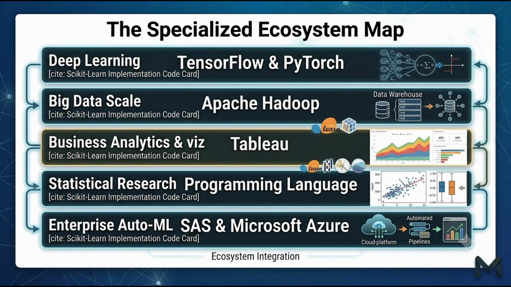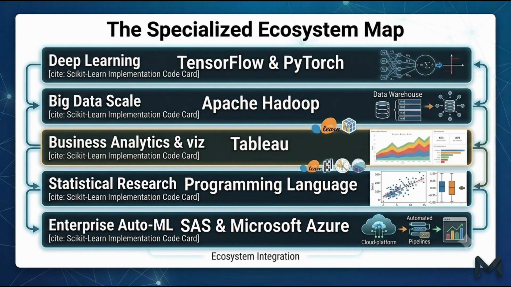If you step outside of traditional tabular data and want to build massive deep learning models for things like advanced computer vision or generative language processing, you will likely move from scikit-learn to frameworks like Google's TensorFlow or Meta's PyTorch, which are uniquely built to handle complex neural networks across massive clusters of specialized hardware graphics cards.